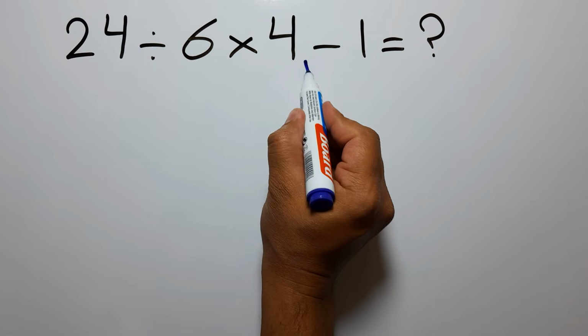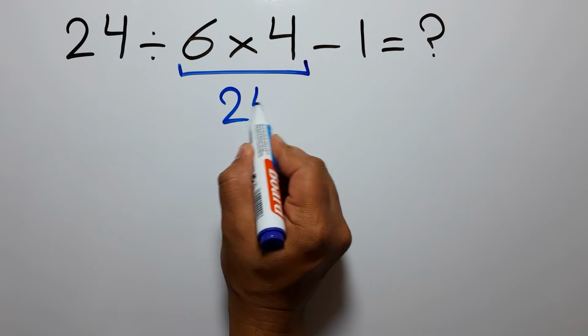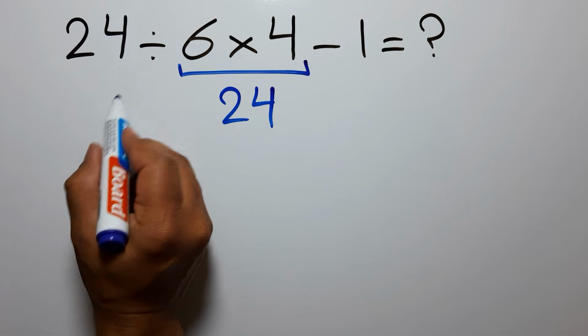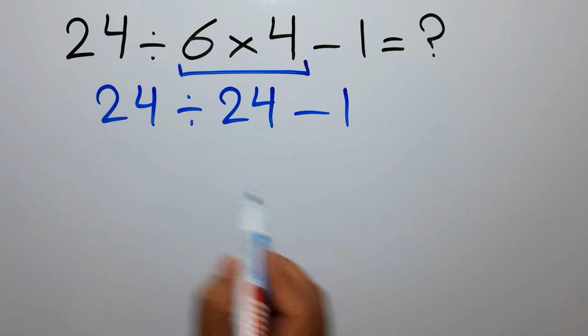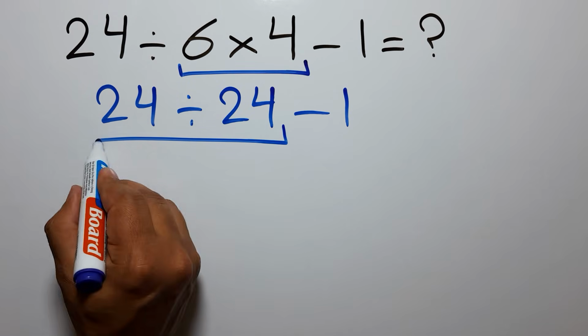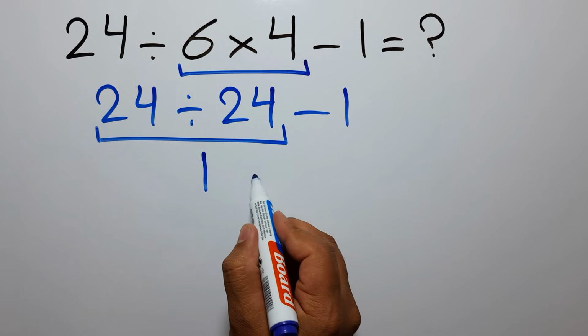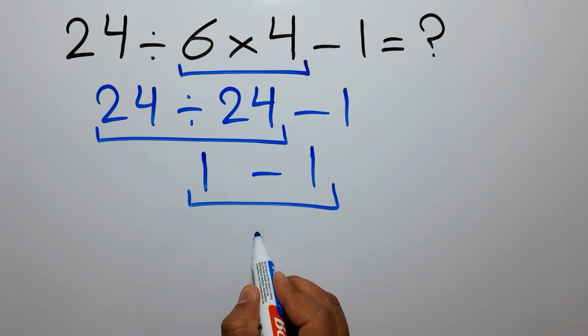6 times 4 equals 24. So we have 24 divided by 24 minus 1. 24 divided by 24 is just 1. So we have 1 minus 1, which equals 0.